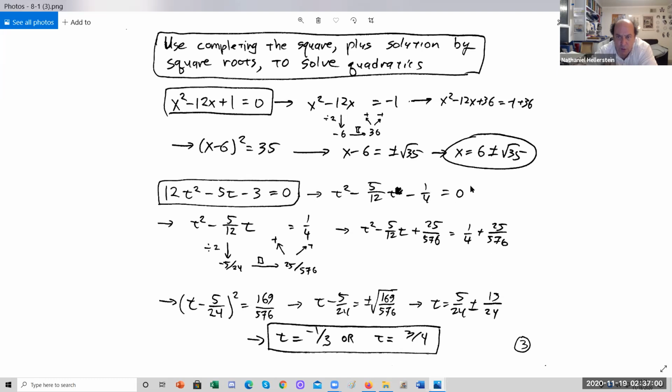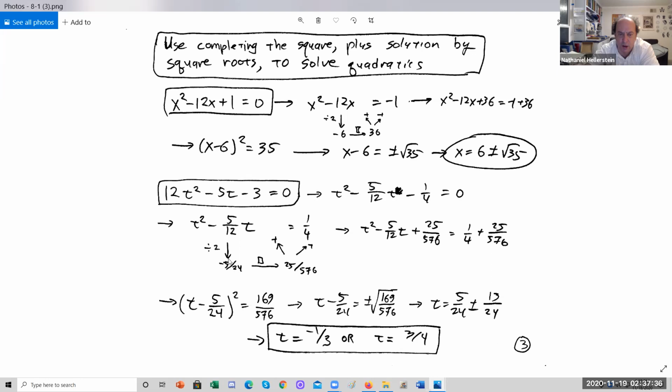Now first we transpose the 1/4 to the other side. So t squared minus 5 twelfths t equals 1/4. Now we complete the square. We take half of this coefficient. Half of negative 5 twelfths is negative 5 24ths. Square the result, you get 25 over 576, and add to both sides. When you do that, you get t squared minus 5 twelfths t plus 25 over 576 equals 1/4 plus 25 over 576. This left side is a completed square.